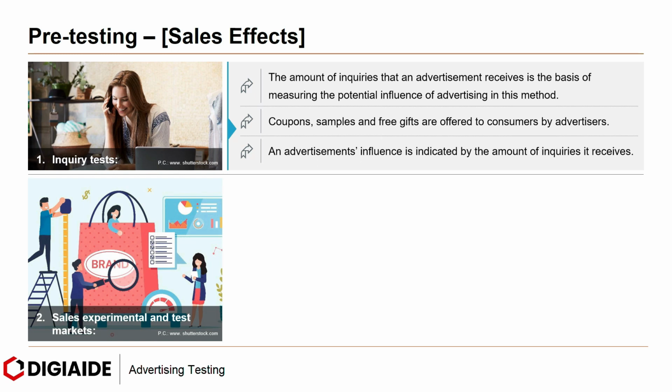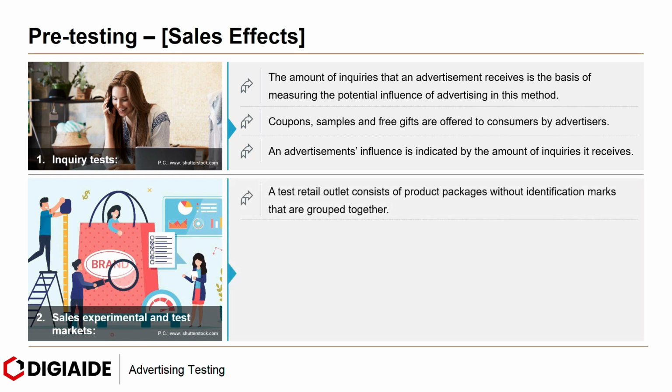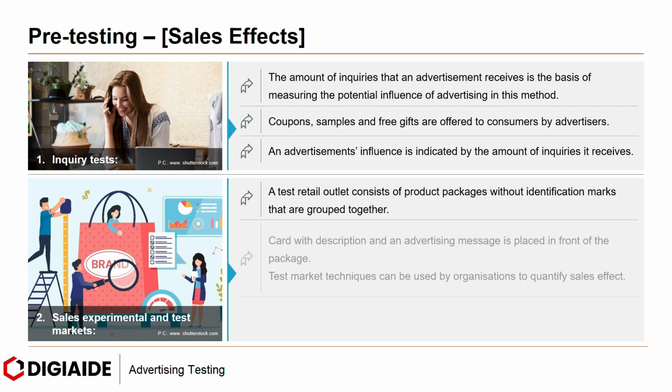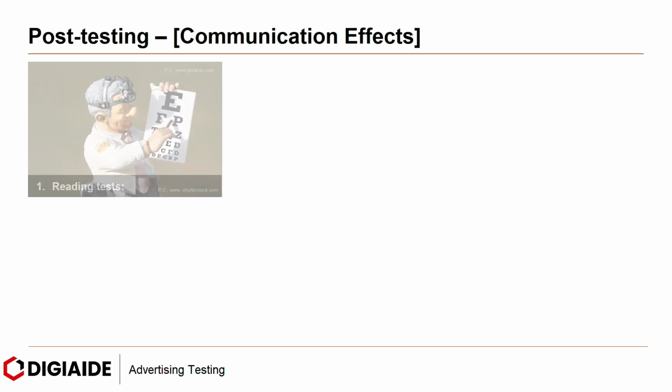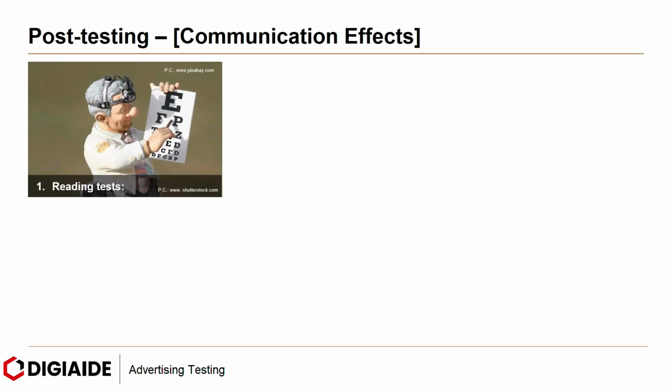Next, sales, experimental, and test markets. A test retail outlet consists of product packages without identification marks that are grouped together. A card with a description and an advertising message is placed in front of the package. Test market techniques can be used by organizations to quantify sales effect. The weaknesses of the test market method are that they are expensive, time consuming, and correct test markets need to be selected. Now moving on to post-testing under that communication effect.